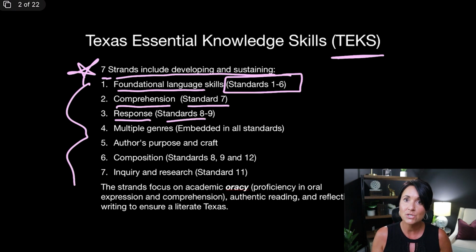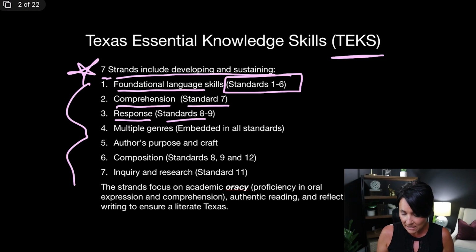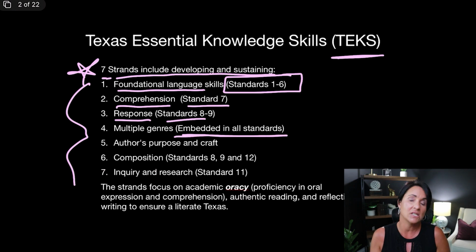Multiple genres, which is going to be your informational text, autobiographies, textbooks, things like that, your literary text, poems, stories. You're going to want students to be able to navigate through multiple genres or a balanced literacy program, which we talk about a lot. And that's kind of embedded in all the standards because there's going to be informational text examples, and there's going to be literary text examples and things like that.